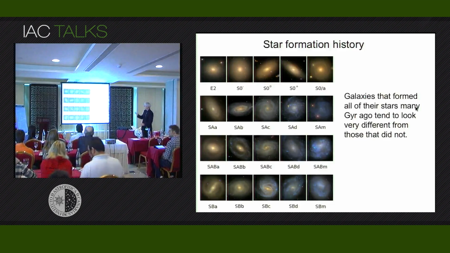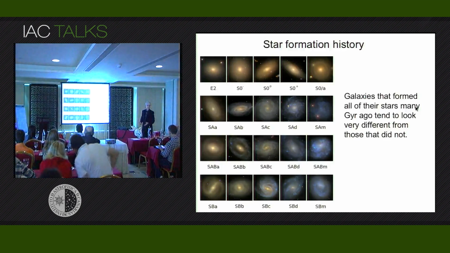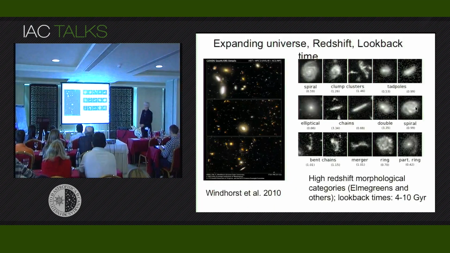Of course, morphology is also sensitive to star formation history. When you look at galaxies that haven't formed any stars for billions of years, they tend to look rather different from the ones which have. And I'll talk about the Hubble types in just a moment. But star formation history matters to morphology.